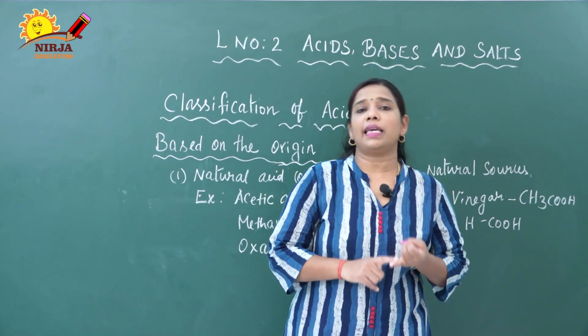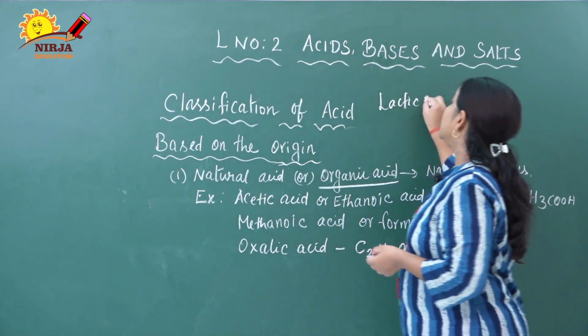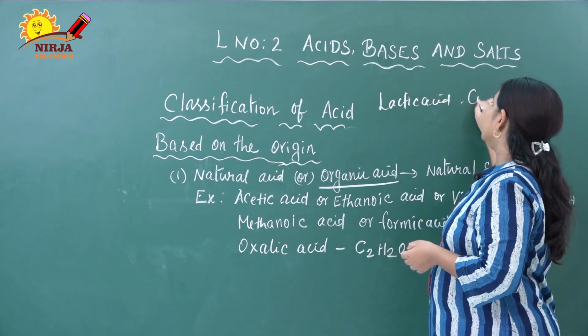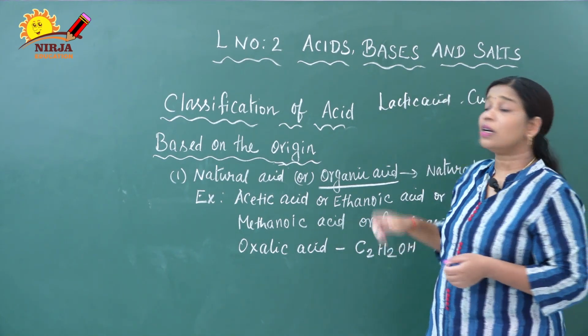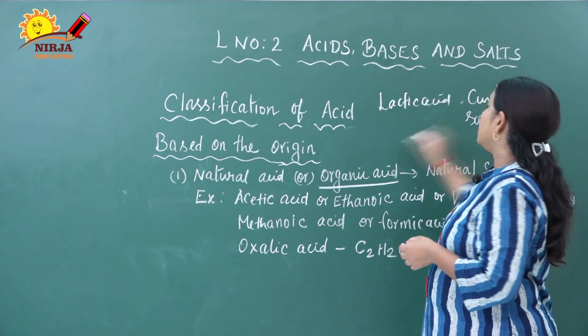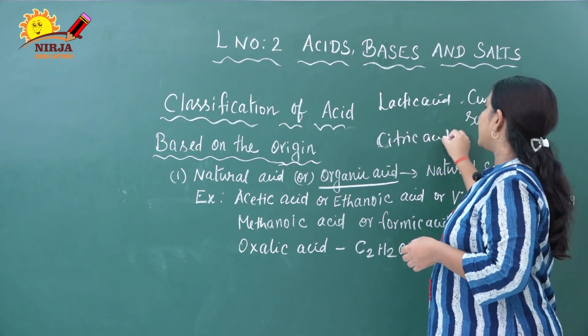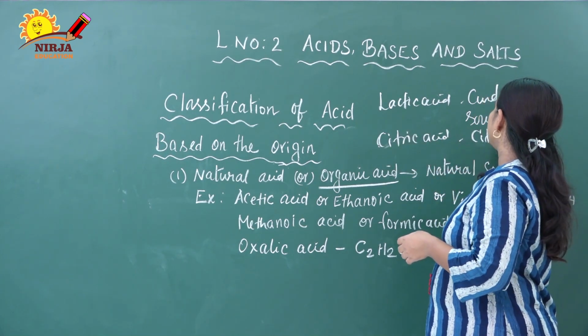Another one is lactic acid. Lactic acid is present in curd and sour milk. Next, I told citric acid. Citric acid is present in citrus fruits.